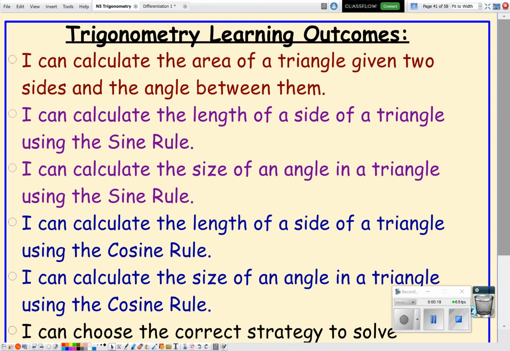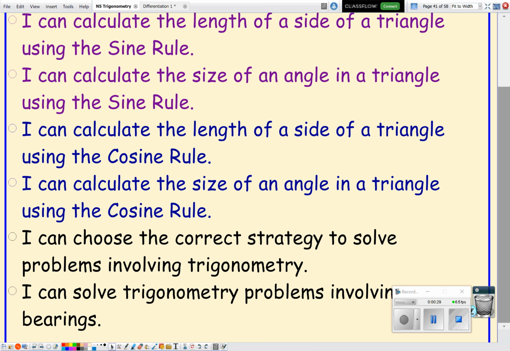Let's have a look at the outcomes. So we've done all the ones you can see on the screen here. We've done the area of a triangle, the sine rule for finding sides and angles, and the cosine rule for finding sides and angles. So basically you now have a complete toolkit to go on and complete any question that's put down in front of you.